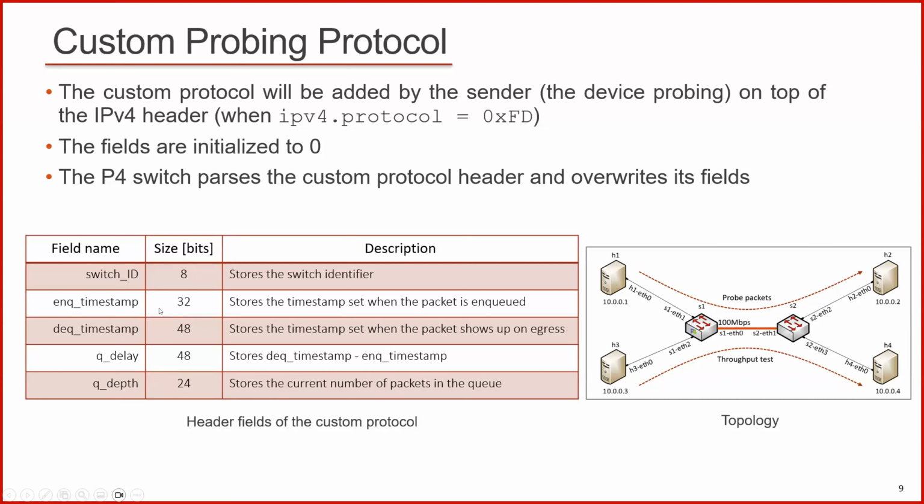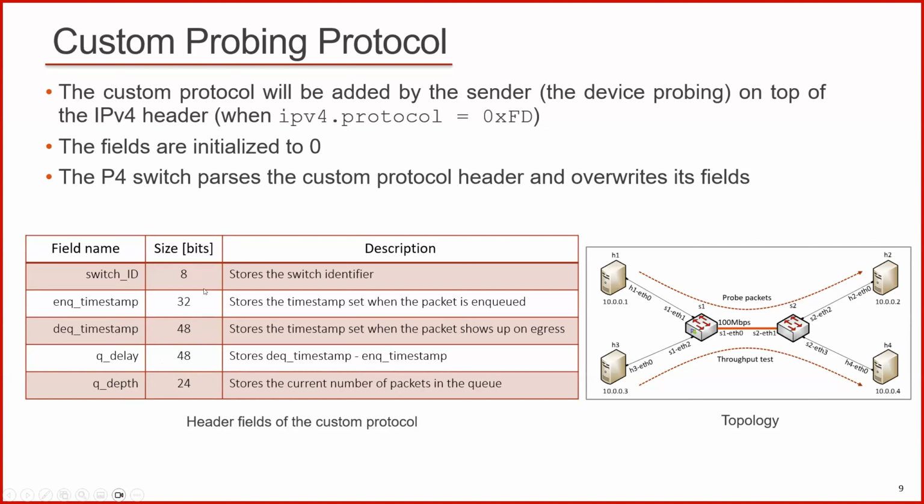Now, regarding the sizes here, typically we have to follow what the architecture gives us. So in this V1 model, the in-queue timestamp is 32-bit, but the dequeue timestamp is 48 bits, and essentially we just have to follow them.